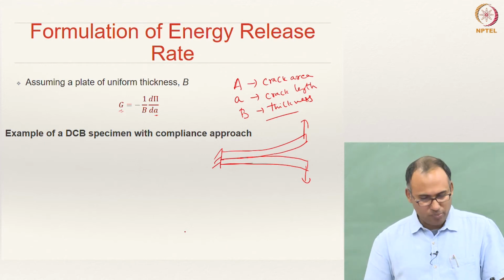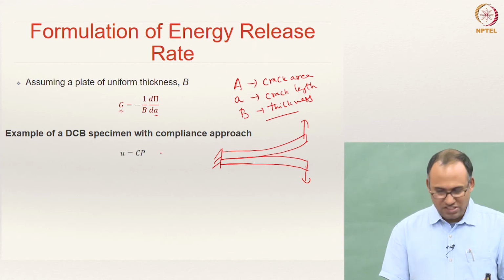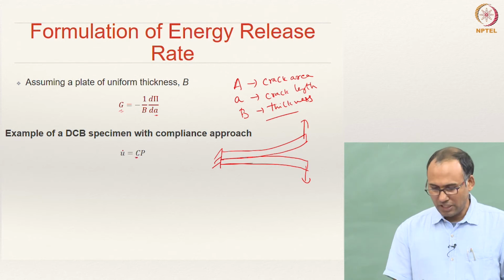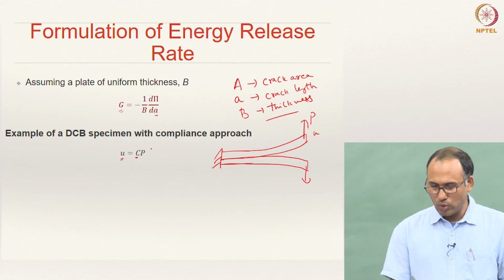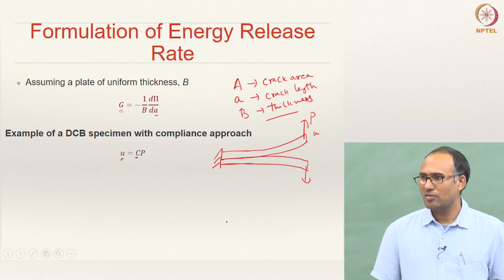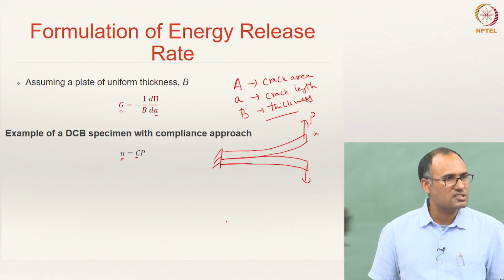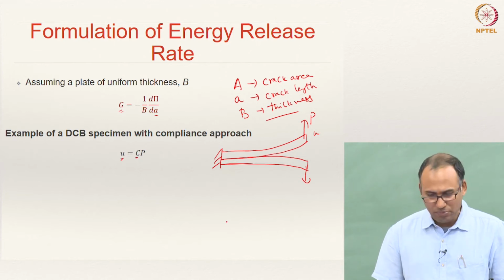So we are taking the example of a DCB specimen with the compliance approach. What do we mean by compliance approach? If you know the compliance of the material to be C, and you apply a load P, corresponding to that there is a displacement U, then U and P can be related by U equal to C times P. Compliance is the inverse of stiffness, isn't it? Is that clear? U equal to C times P.